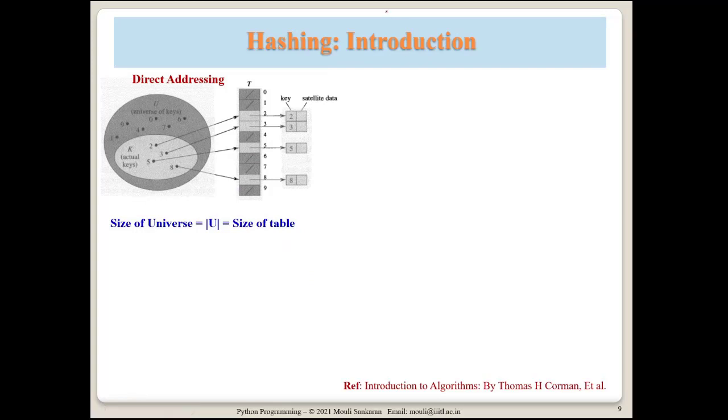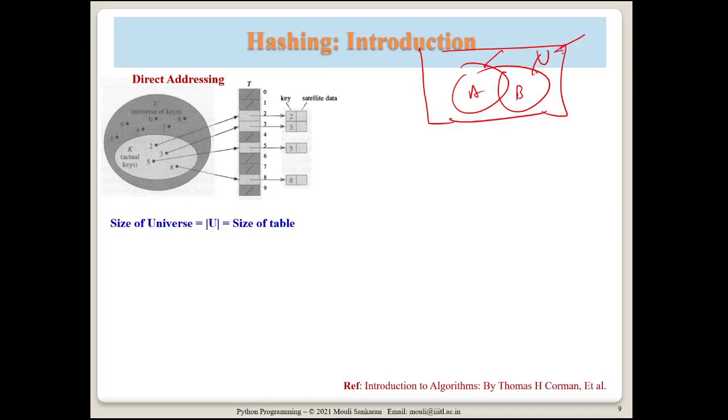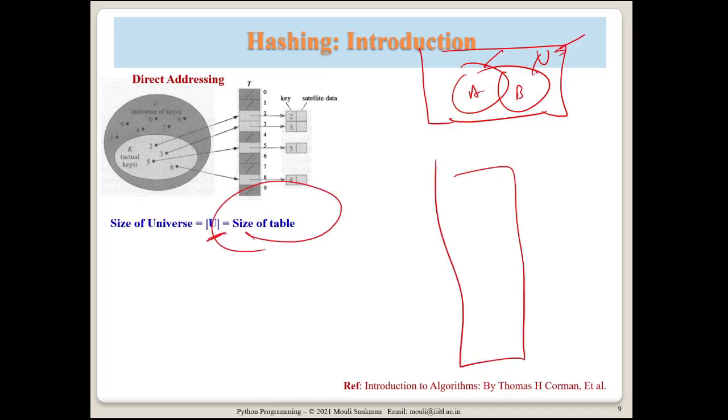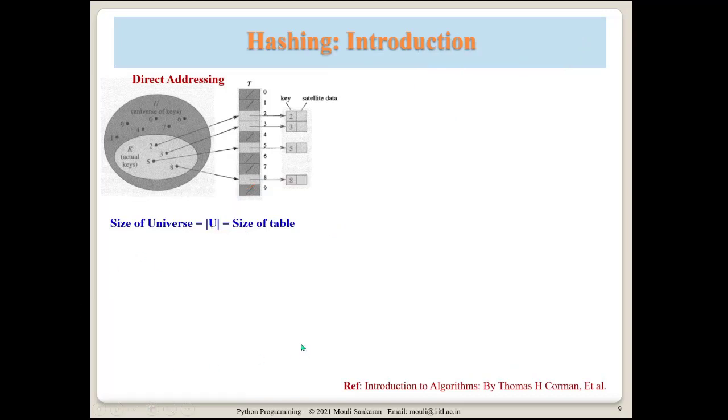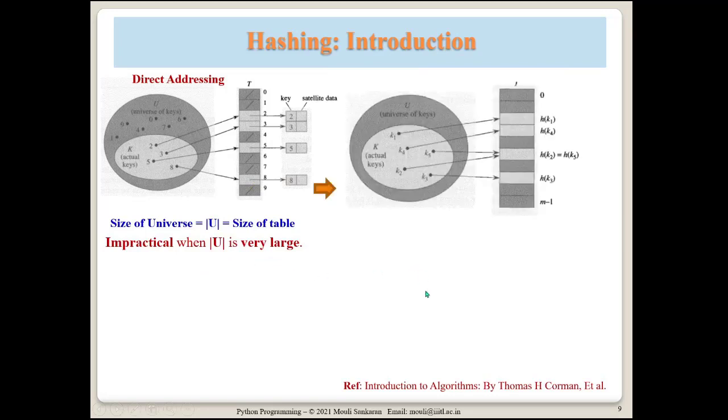When I say universe, I mean this whole set. Any element can be in A or any element can be in B, so you need to have a huge table. The size of the table will be equal to the size of the universe, the number of elements that you can possibly have. It is impractical when it is very large.